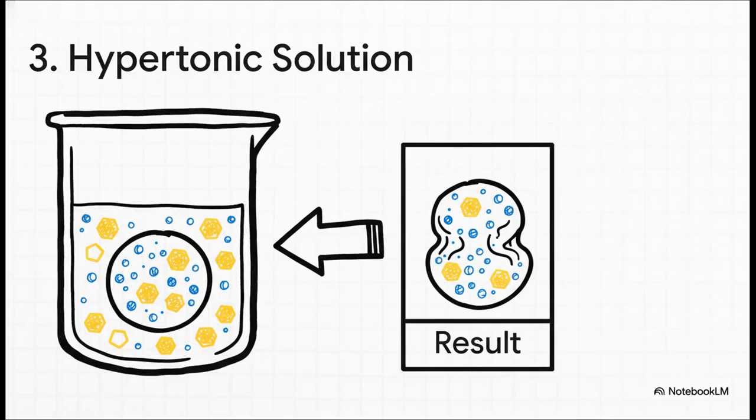And our final case is the hypertonic solution. Hyper means more solute. If there's more solute in the solution, it means there is a lower concentration of water compared to the cell. So this time, osmosis will cause water to move from inside the cell out into the solution. The result? The cell loses water and shrinks.